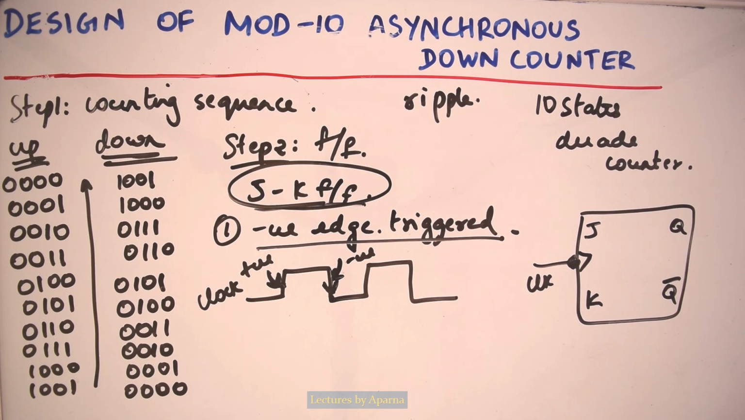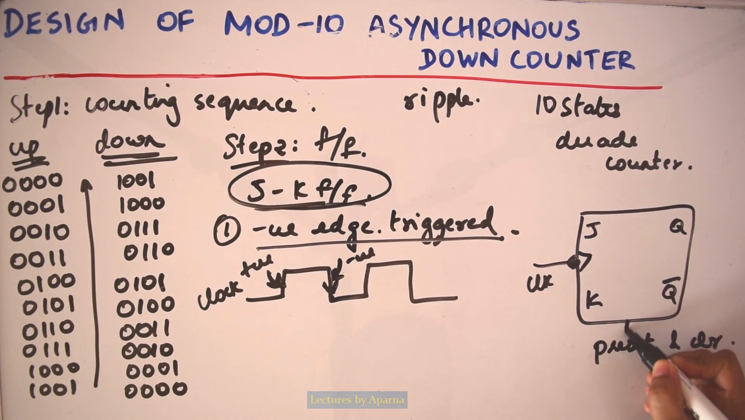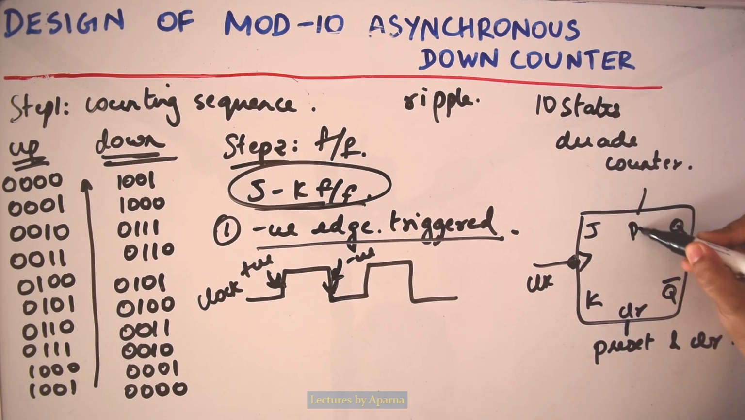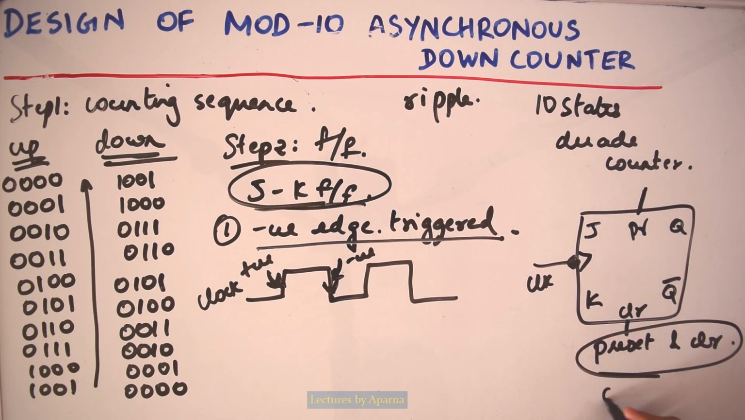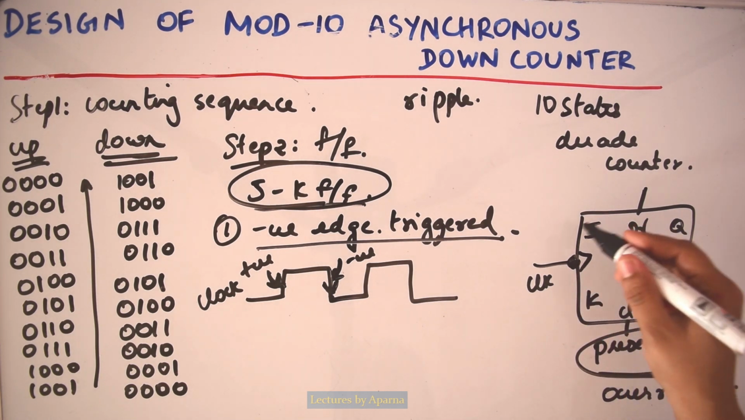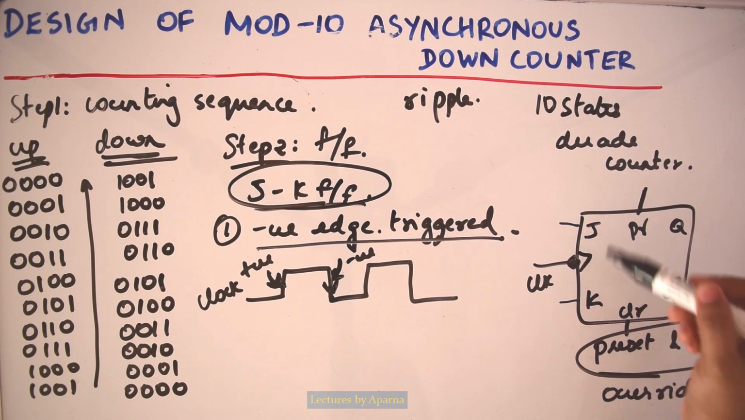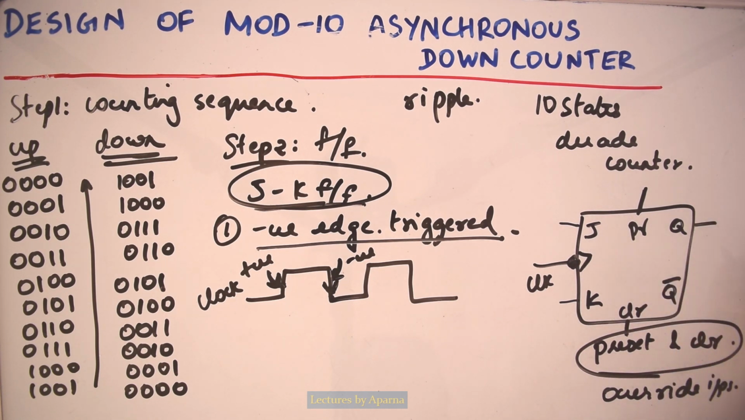Now other than these inputs, there is another set of inputs for a flip-flop. They are preset and clear inputs. This is a clear input and this is a preset input. These preset and clear inputs, they are called override inputs. They will change the state of the flip-flop regardless of whatever the input is present. Whatever is the input present, they will do their function.